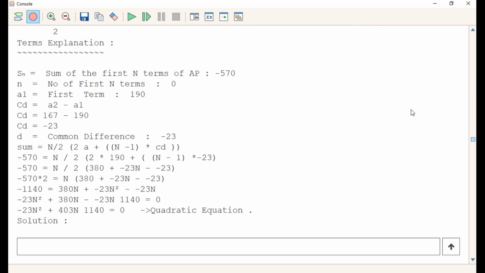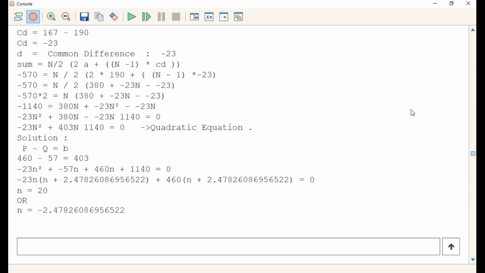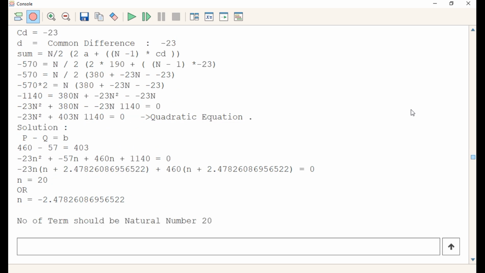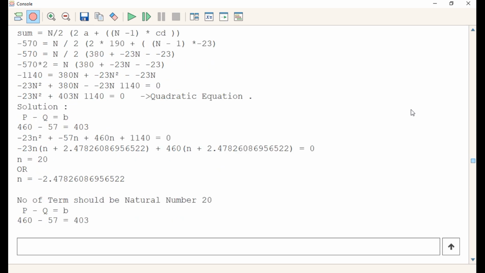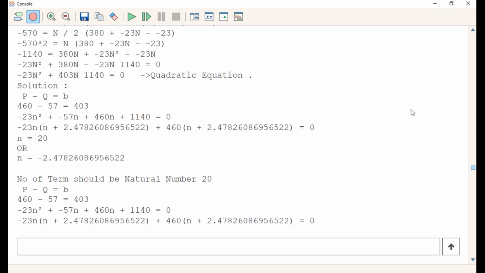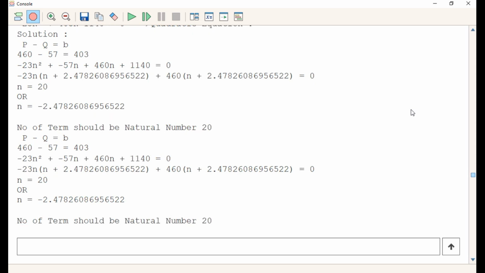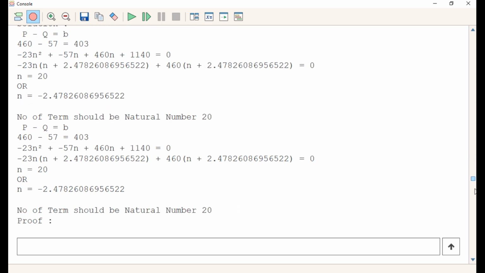This time the program equates the sum, minus 570, to the sum formula, substituting the other values except the number of terms. On simplifying the sum formula, it results in a quadratic equation. On solving it, we get two values for variable n. Only the positive integer is to be considered. It is 20, because the term number can never be a decimal or a minus value. So, the answer is 20.